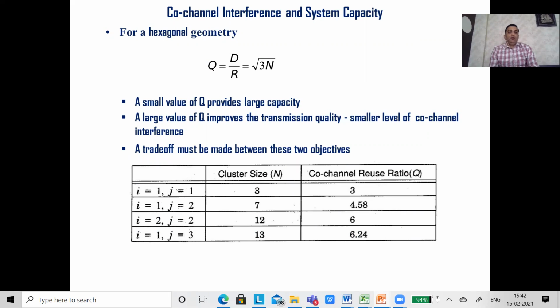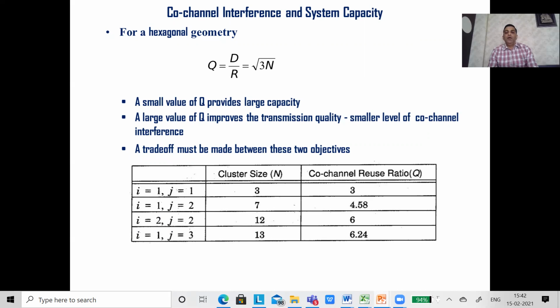Here we'll see the relationship between the co-channel reuse ratio and the cluster size. So Q equal to D by R is also equal to the square root of 3N, where capital N is the cluster size. A small value of Q provides large capacity, right? Because in that case the value of N is going to be small, so the cluster size will be small. When the cluster size is small, the capacity is going to increase.